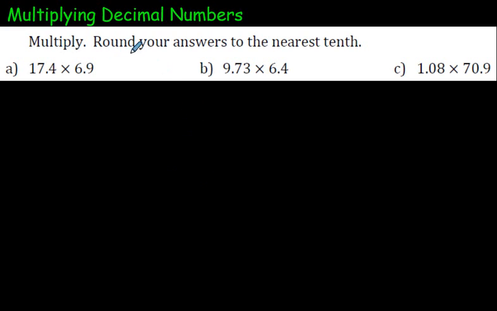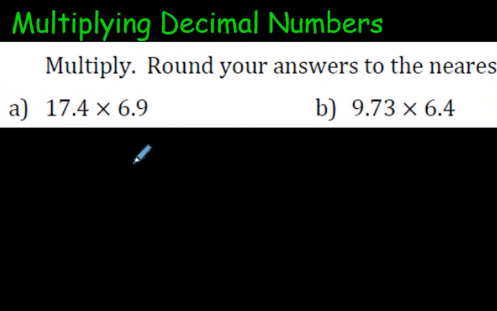As far as rounding to the nearest tenth goes, I have a video on how to round numbers. So I'm going to assume you already know how to do multiplication and also rounding, but this time we're just going to talk about what to do when you have a decimal in there. Okay, so let's get started. The first one there is 17.4, and we're multiplying that by 6.9.